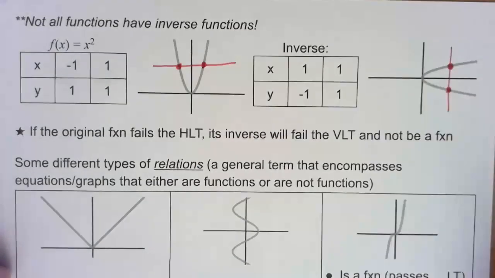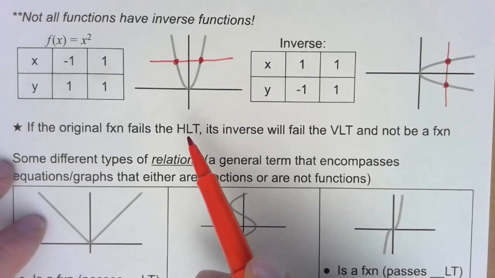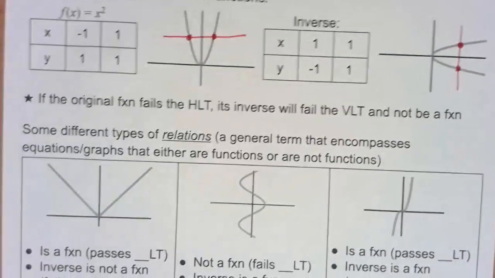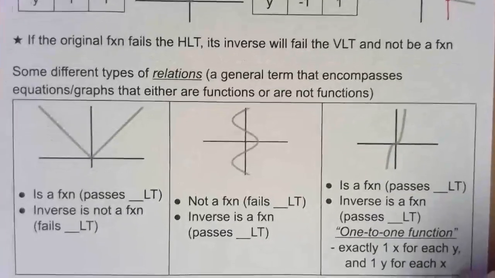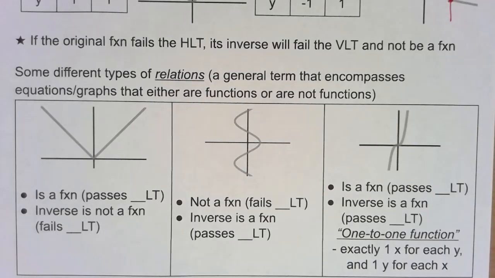So we use a vertical line test to see if something's a function. We use a horizontal line test to see if the inverse is a function. So let me show you some different examples of this. So these are all different types of, a relation is the most general term. So not everything is a function, but everything is a relation. All kinds of graphs, all kinds of equations, they're all called relations, and then functions are a special type.